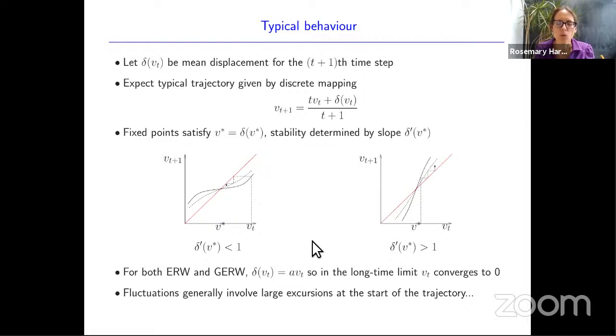For both the elephant random walk and the Gaussian elephant random walk, this delta function is just A times the velocity. So the fixed point is trivially 0. And if A is less than 1, then it's stable. So in the long time limit, the velocity converges to 0 in both models. Now we want to think about fluctuations to see velocities away from 0. And generally they involve excursions at the start of the trajectory because there's less probabilistic cost for an excursion there.